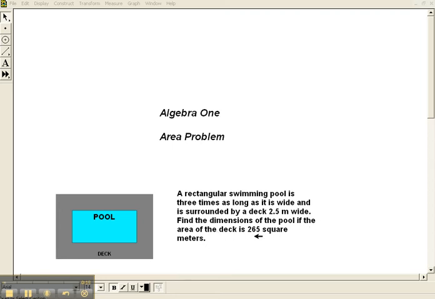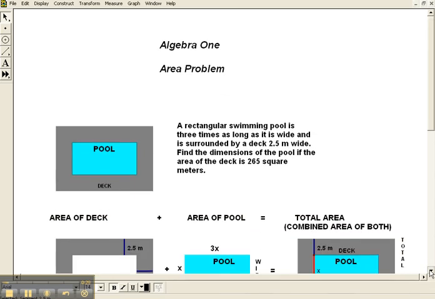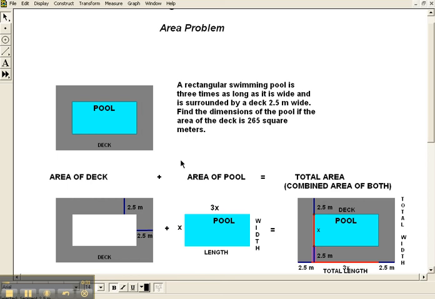So we're given the area of the deck and we're asked to find the dimensions, or the length and the width of this pool. To set this problem up, I'm going to take the area of the deck, which is the gray region in the picture here, add it to the area of the pool, the blue region here, to get the total combined area of both. Okay. Now, from the given word problem, we know that the area of the deck is 265 square meters.